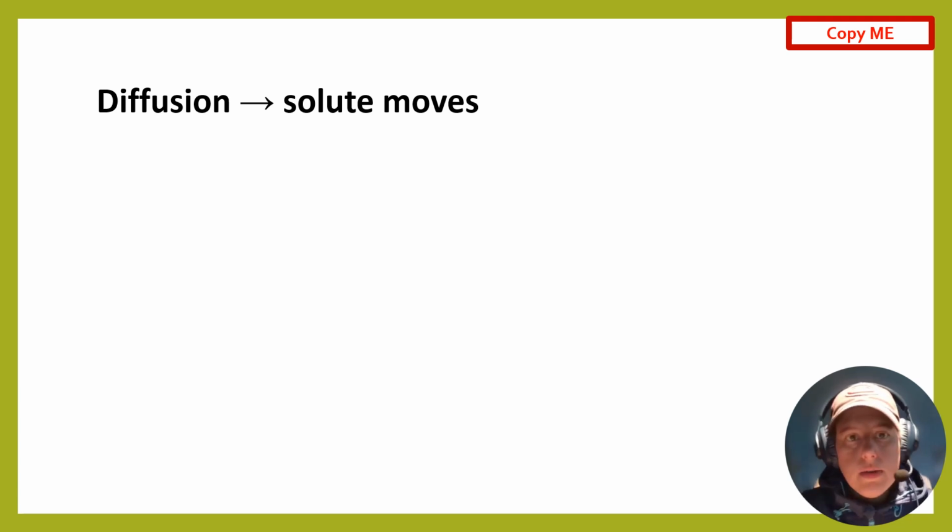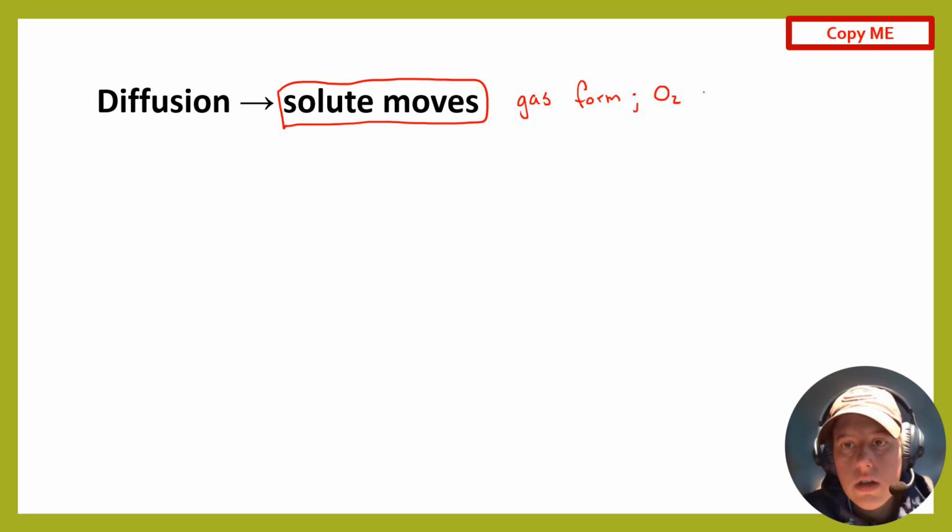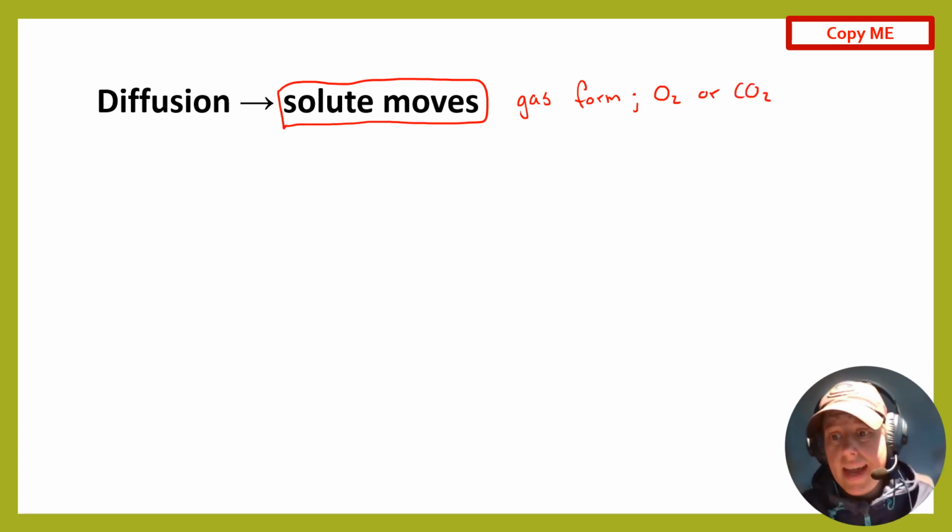When we're talking about diffusion, it's our solute that moves across the cell membrane. And in diffusion, the solute is usually going to be in a gas form, so it's usually going to be oxygen or carbon dioxide. And the reason why it's going to be in a gas form is because gases can go across, so can transfer across the cell membrane extremely easily. So it usually goes by diffusion.